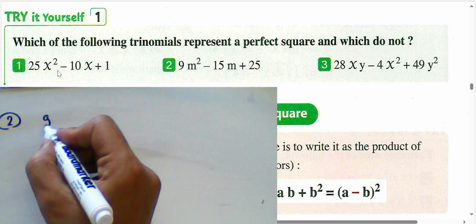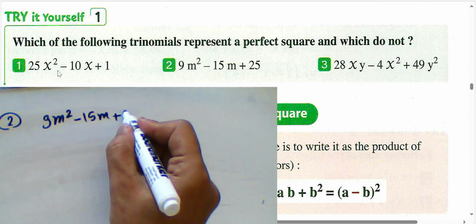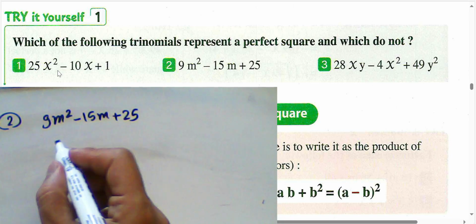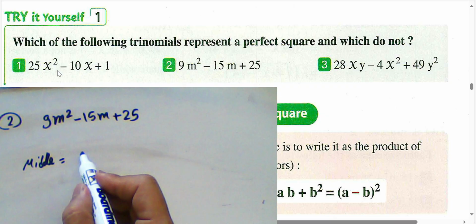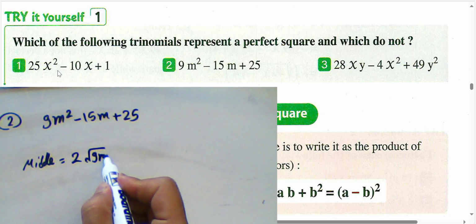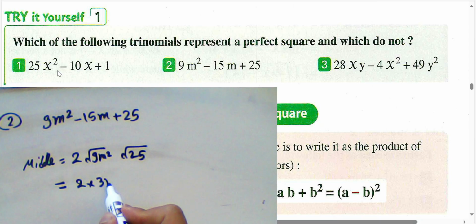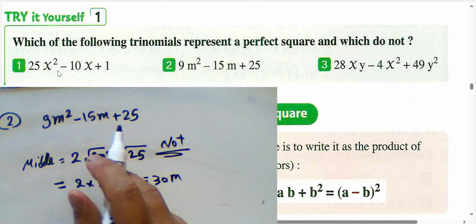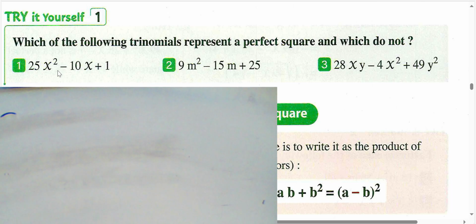Number 2, we have 9m power 2 subtract 15m plus 25. We have a square root here and a square root here. Look at the middle: it equals 2 times the square root of the first product by the third, equal 2 product by square root of 9, 3m, product by square root of 25, 5. 3 times 2 is 6, 6 times 5 is 30. This expression is not a perfect square because the middle must be 30.